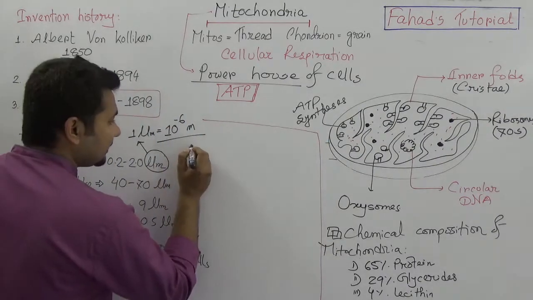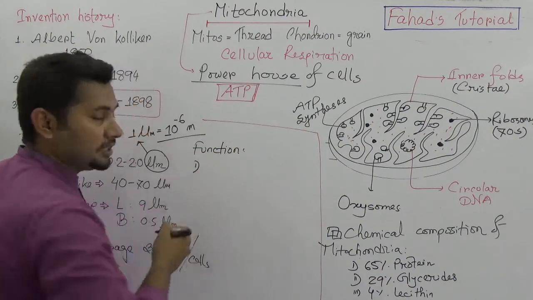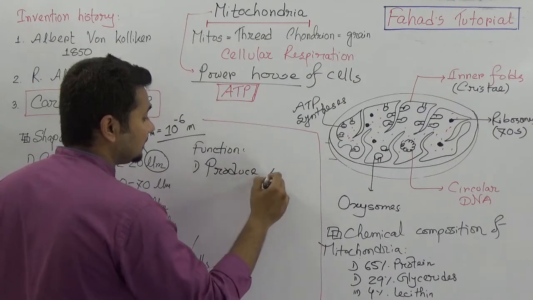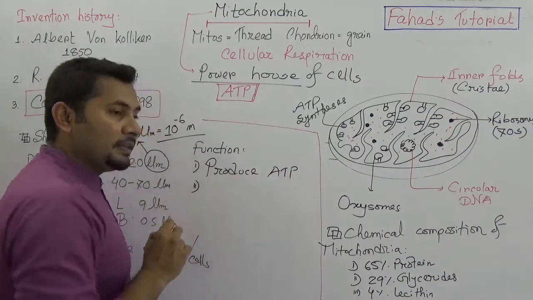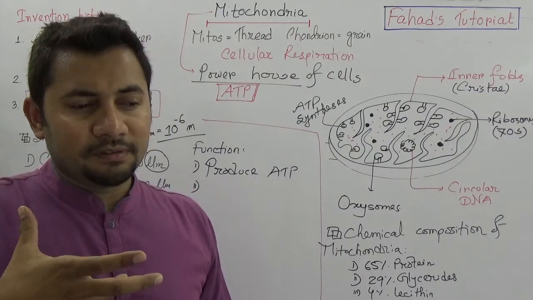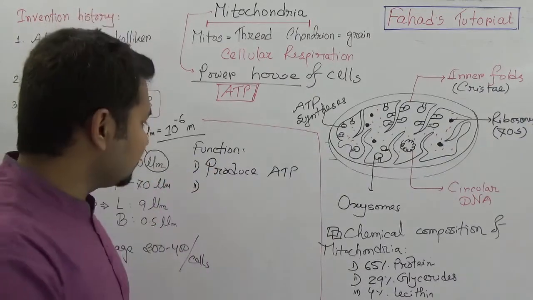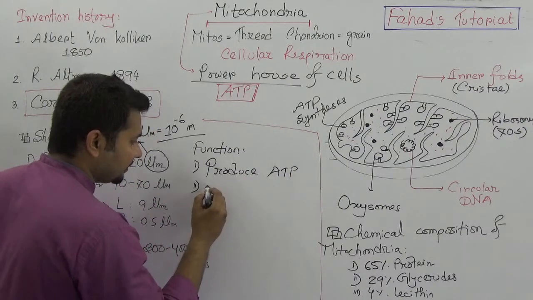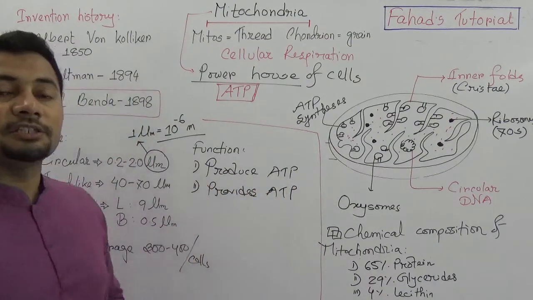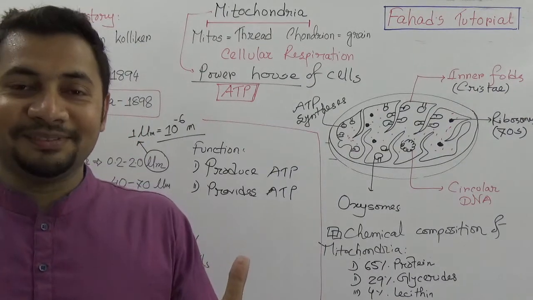Firstly, in understanding the functions, we need to know that it produces ATP. Most importantly, it produces ATP and also disseminates the ATP among the cells if required. It provides ATP, and that's why mitochondria is called the powerhouse of cells, because this is actually the powerhouse of the cells.